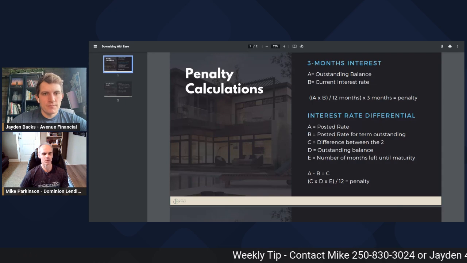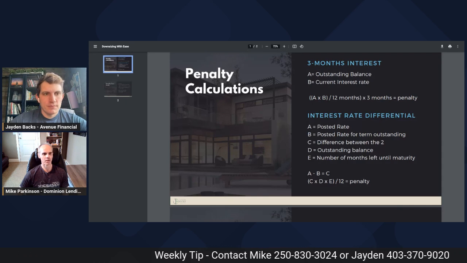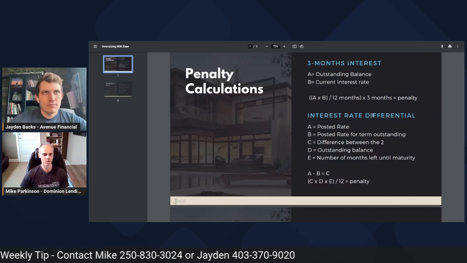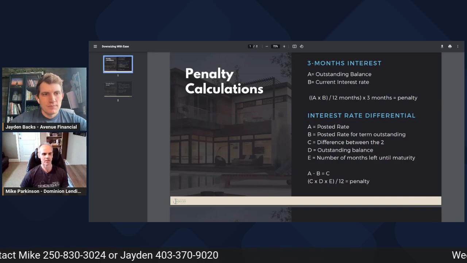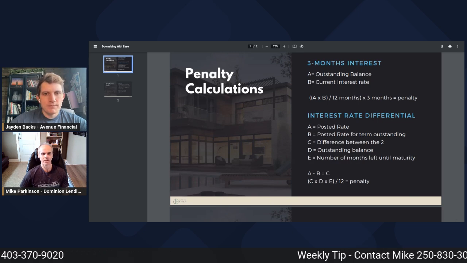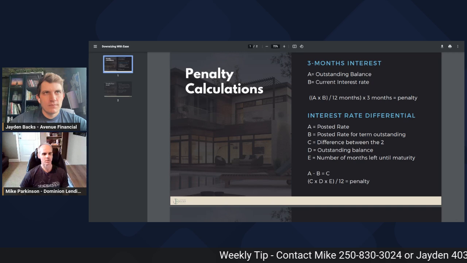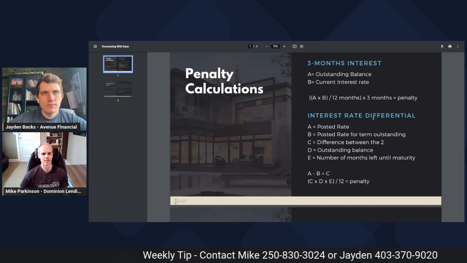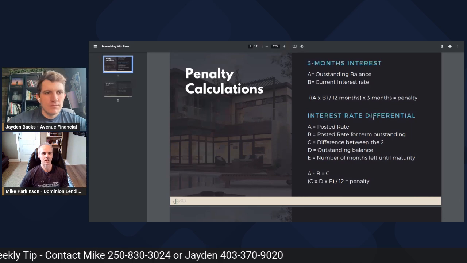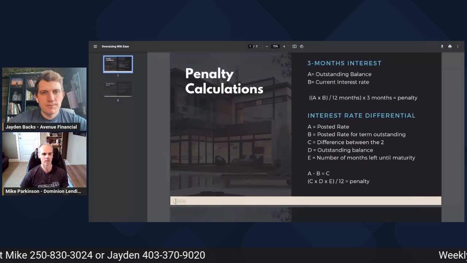If you're in a true variable rate mortgage, it's typically a 3 month interest penalty. But we've talked a little bit about that. It could be at the posted rate or at the contract rate. So you need to understand the differences between those two as well, because it does make a difference. But let's just talk fixed rates right now. So fixed rates, we're going to talk about the 3 month interest penalty and the interest rate differential, and it is the greater of the two when calculating a penalty.